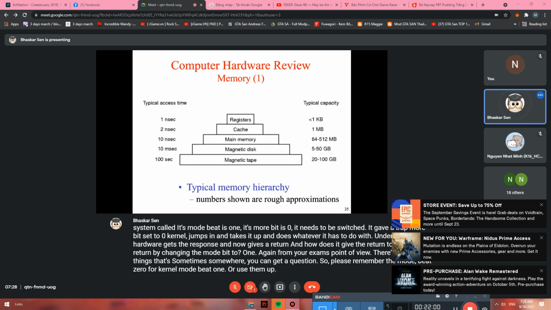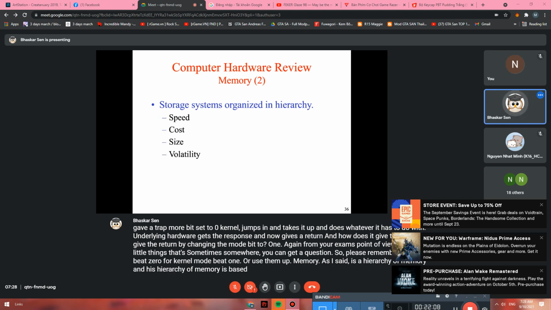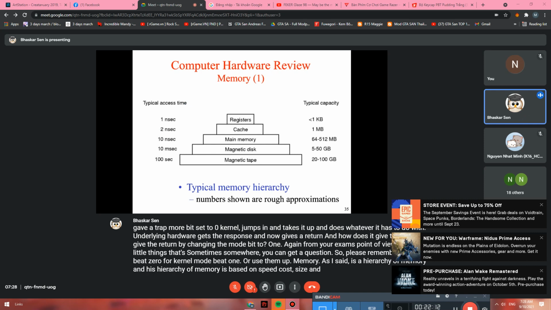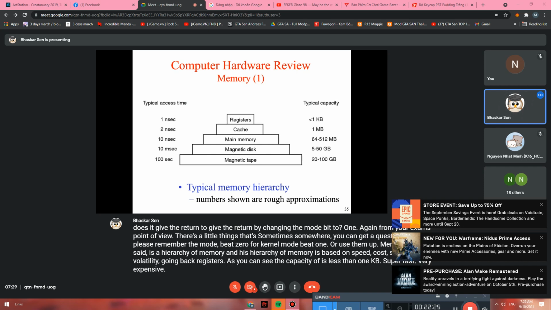Memory. As I said, there is a hierarchy of memory, and this hierarchy of memory is based on speed, cost, size, and volatility. Going back, registers, as you can see, the capacity is less than 1 KB. Super fast, very expensive, and totally volatile.